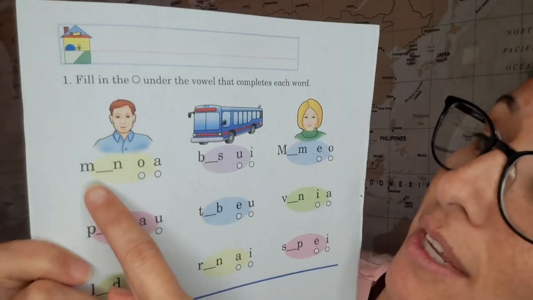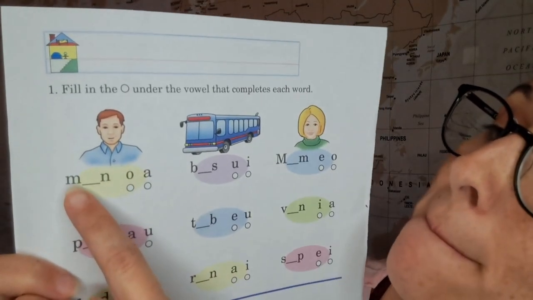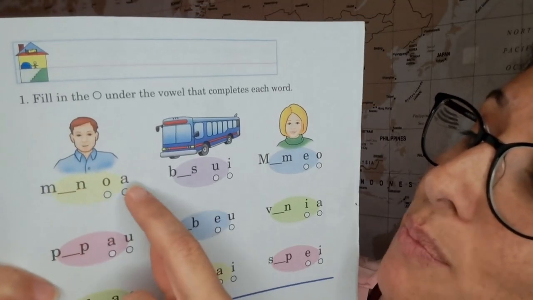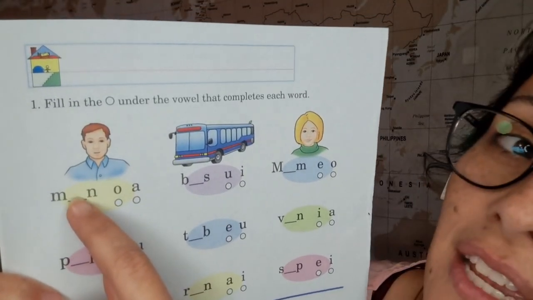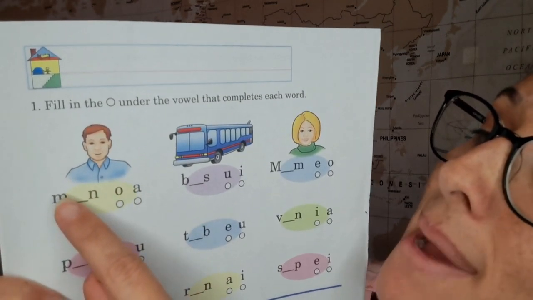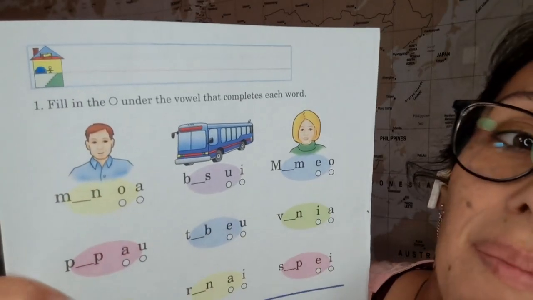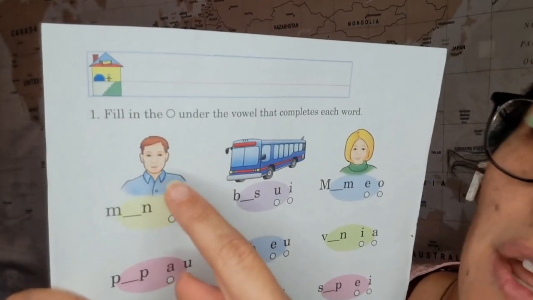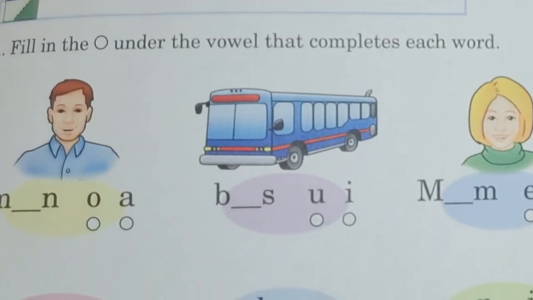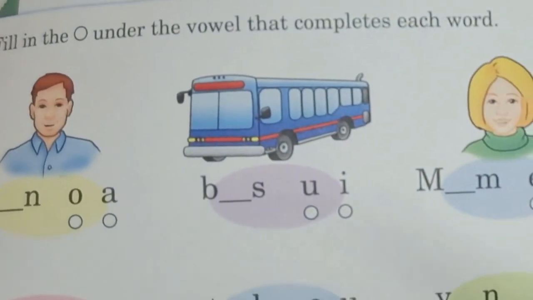Let's try the O, and then we'll try the A. Mon. Now let's put the A in there, in that blank, and see if it makes more sense. Man, or mon? Do you think this is a man or a mon? Put in there whatever you think, and then move on to the next one. Ooh, it's so big on my camera. Let's just do one more.